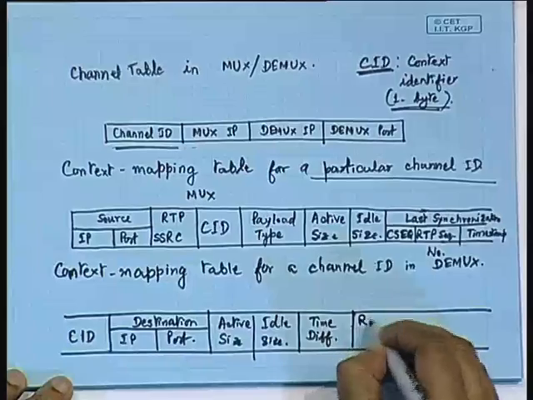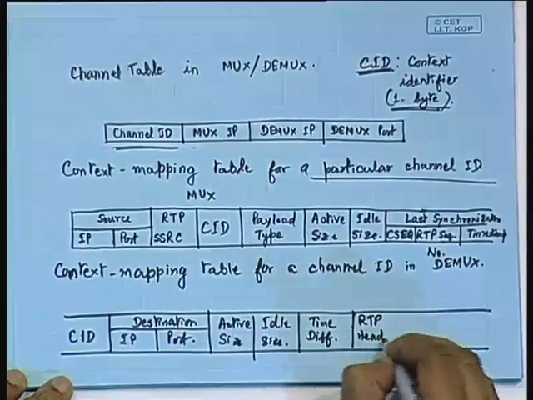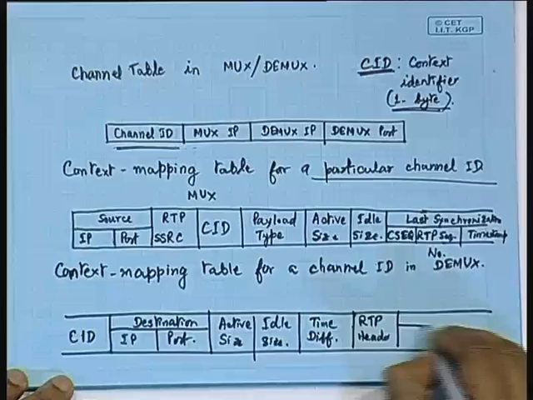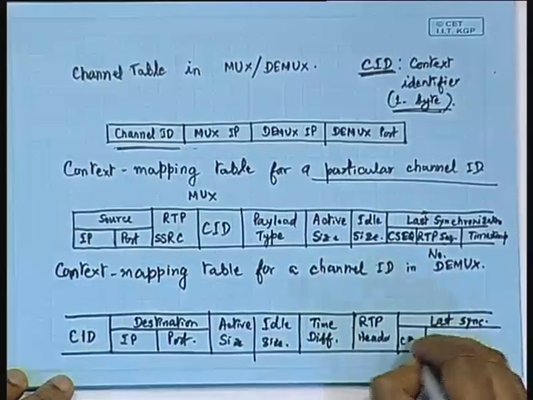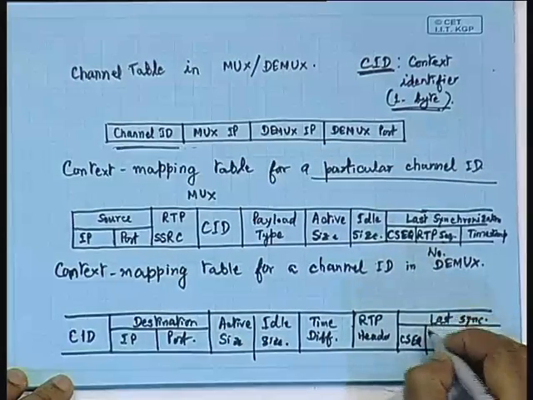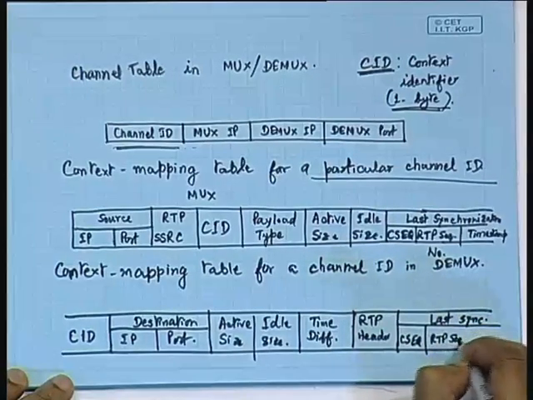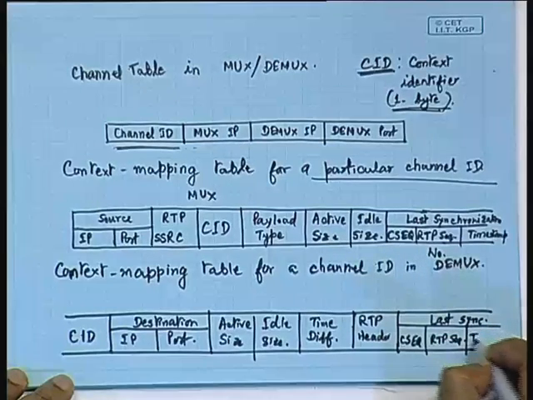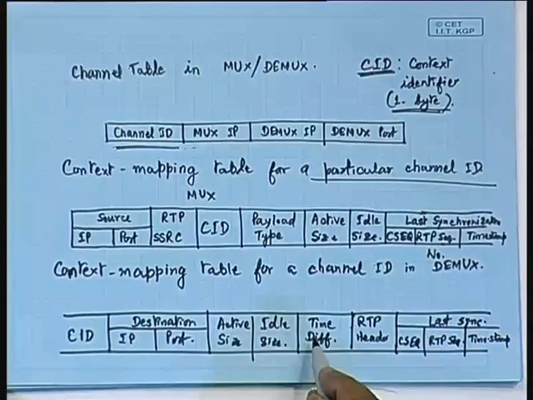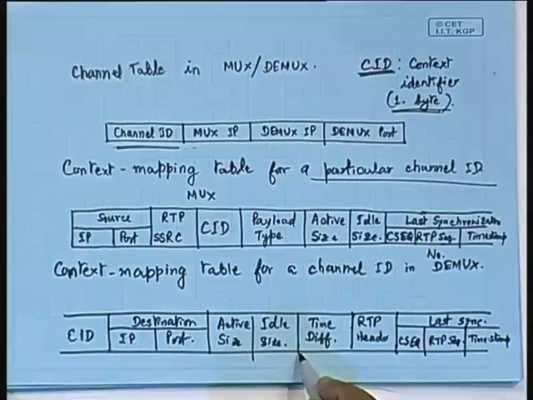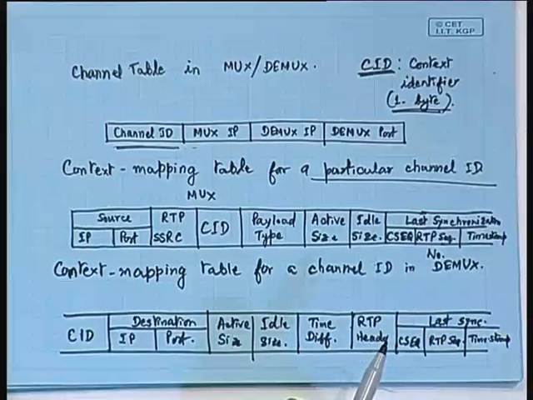So the time difference, then the RTP header, and then the last synchronization information, which will contain, as usual, the sequence number, the context sequence, the RTP sequence, and the last synchronization's timestamp. So using the last synchronization's timestamp and the time difference since the last synchronization, it should be able to compute the current timestamp. How it can do that will be clear from a particular example.